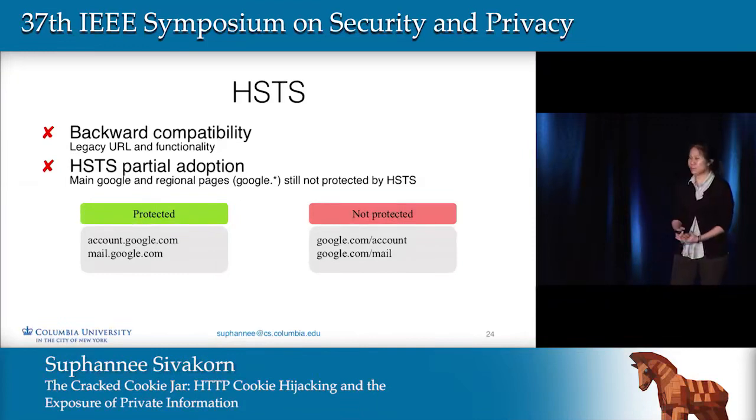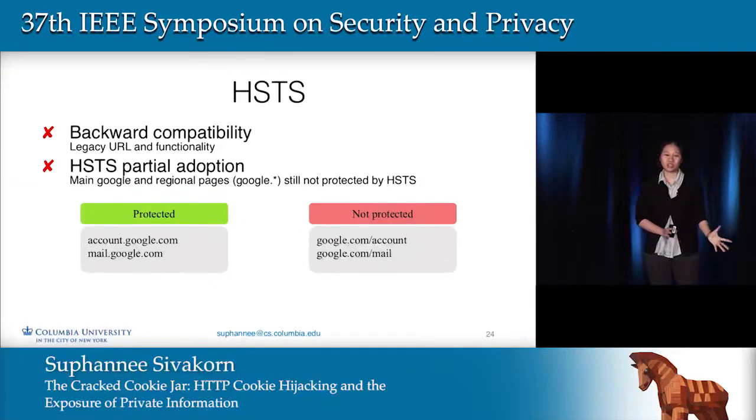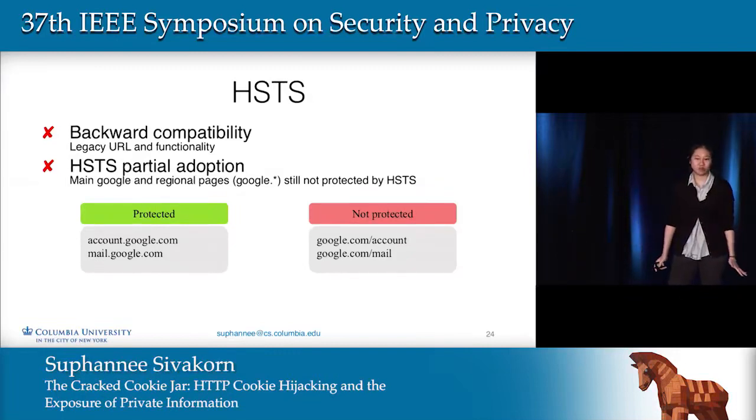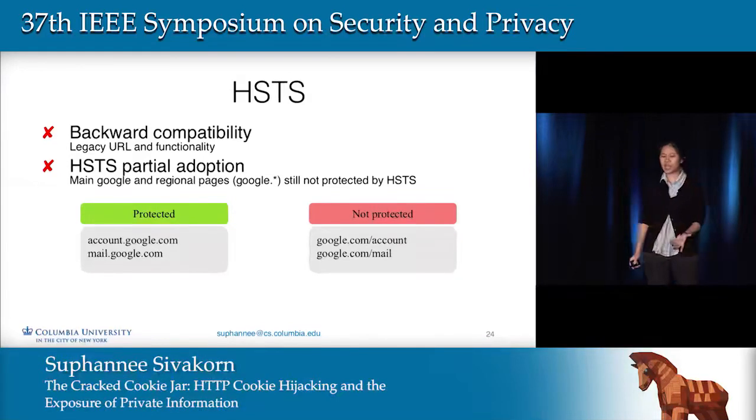One example is Google, which does partial adoption. This means that Google pushed some subdomains into the preloaded list, for example, the ones they consider sensitive, like account.google.com and mail.google.com. These are in the preloaded list. However, the main page of Google and the regional pages like google.com and google.co.uk are not using HSTS or HSTS preload. So if you type in account.google.com, it won't be leaked because the first connection is going to be on HTTPS.